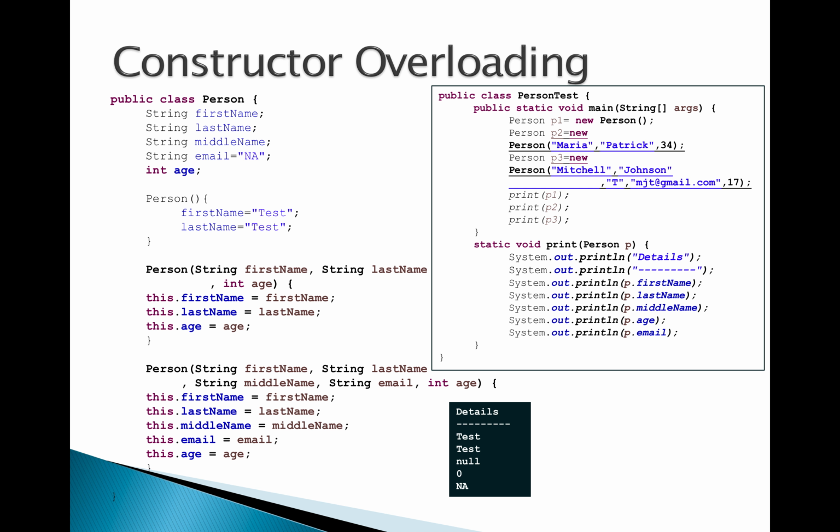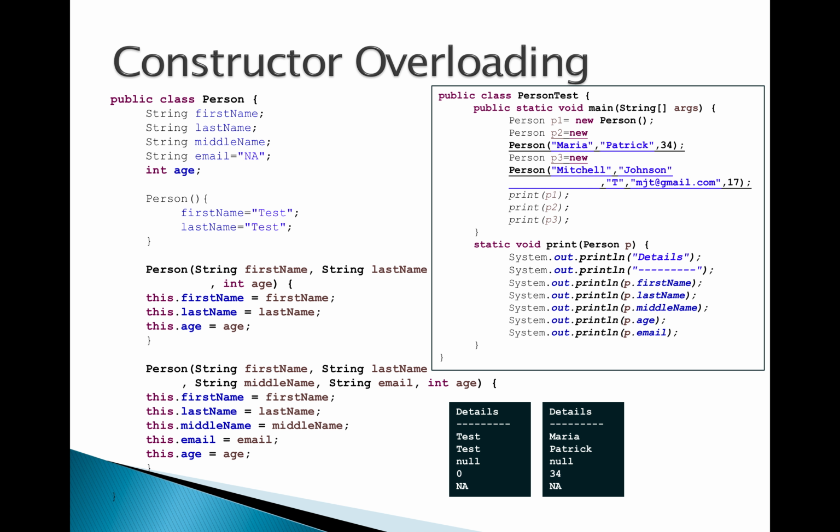Why test null 0 NA? Person() is going to call the no argument constructor. The no argument constructor has first name equal to test and last name equal to test. That is the reason we are getting test. Whereas the middle name is null, so we are getting null. Email was assigned earlier as NA, so we are getting NA. And age is 0.